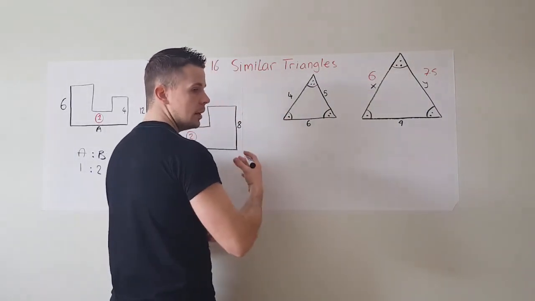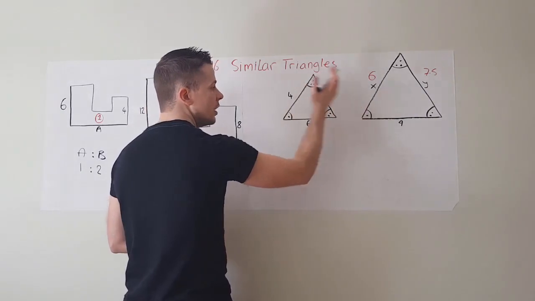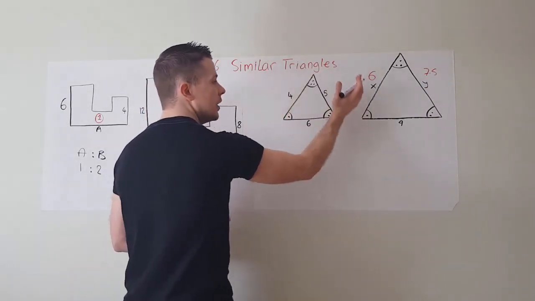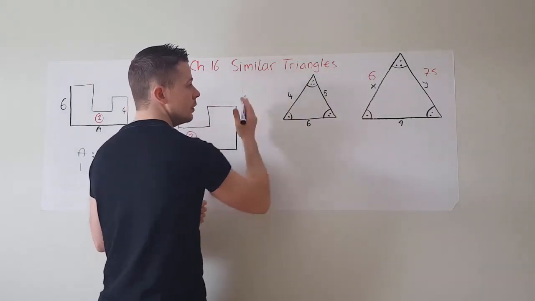Alright, so I'm going to create a fraction. So 2 corresponding sides, one all over the other. Now I could put the x all over the 4 or the 4 all over the x, it makes no difference. I'm just going to go from left to right.